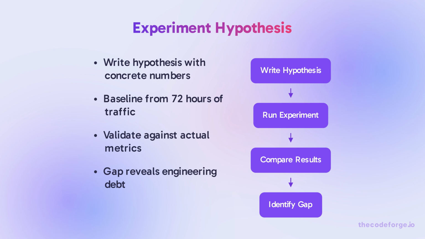Every chaos experiment starts with a bet. Write down your hypothesis with concrete numbers: P99 latency under 200 ms, error rate below 0.1%. Pull baseline metrics from the last 72 hours of real traffic. The gap between what you predicted and what happened is your engineering debt.